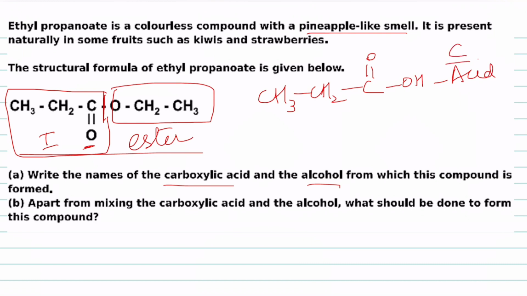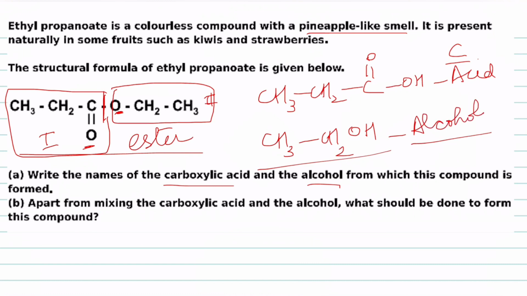Okay. Second part, this has only an O. So it definitely came from the alcohol. So this is your alcohol, which combined with the carboxylic acid to give this particular ester. Now names. Since it is a 3 carbon acid, we would call it propanoic acid, and the alcohol, since it has only 2 carbons, becomes ethanol.